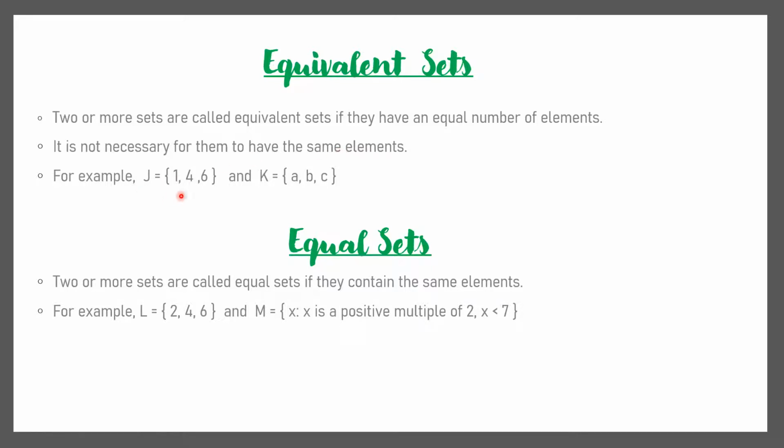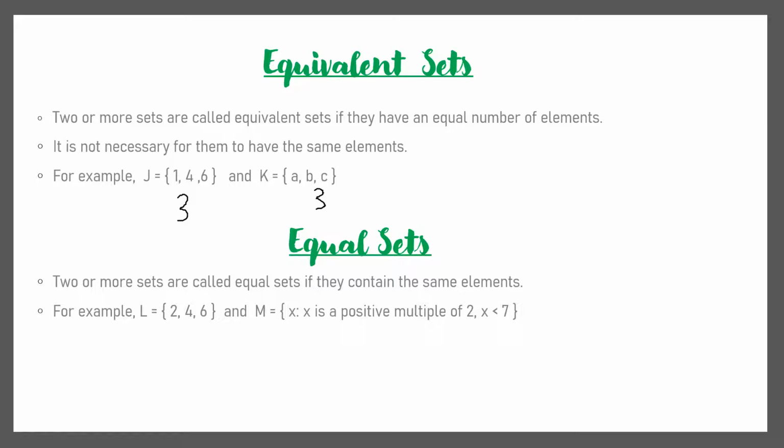For example, J contains 1, 4, 6 and K contains 1, 4, A, B, C. So they have different elements, but if we count the number of elements, here J contains 3 elements and K also contains 3 elements. So the number of elements is the same. So these two sets are equivalent sets. Two sets having an equal number of elements are called equivalent sets, but it is not necessary for them to have the same elements, just the number of elements should be the same, not the elements themselves.